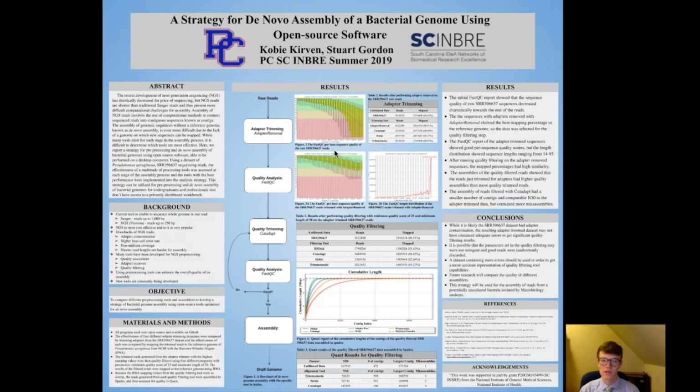So then this is the FastQC of the data set that had been trimmed by Trimmomatic, and as you can see, the per base sequence quality remains high all the way through these reads. Also, this is the length distribution of these reads trimmed by Trimmomatic. As you can see, most of these reads are around the 90 to 100 length. Then I moved on to quality filtering.